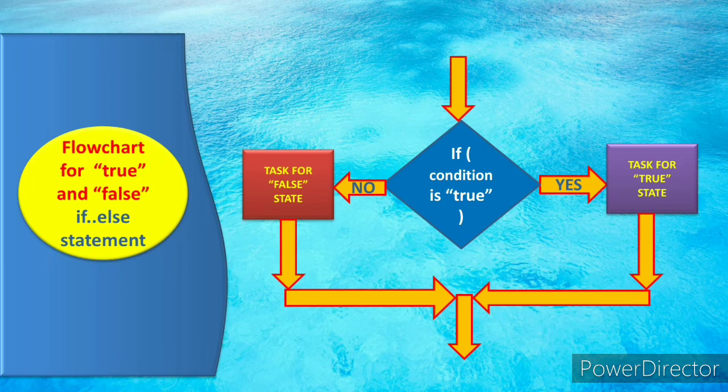And both the arrows come and are clubbed at one point, then it goes to the next statement. So this is the standard flowchart to deal with particular conditions when it is being checked, and whenever I am having two different types of tasks for two different things, one for true and one for false.